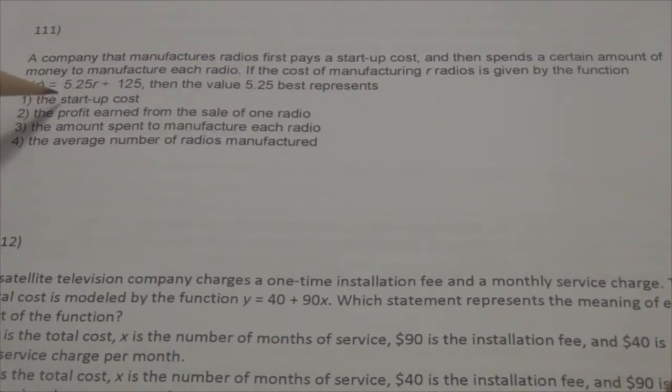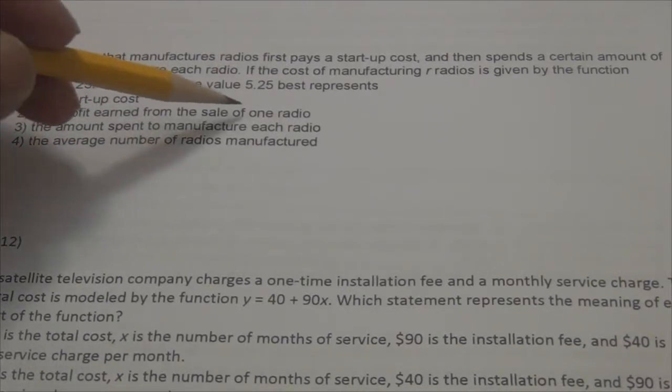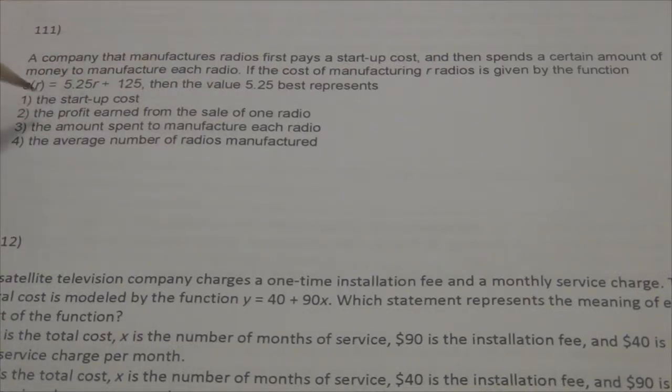The startup cost should be a constant, a unique value. It's a fixed value, so it's not the startup cost. Actually, that would be 125. The second one, the profit earned from the sales of one radio. First of all, this is not profit, which means how much you're making. This is a cost function.